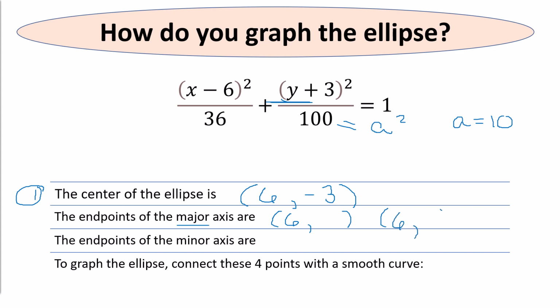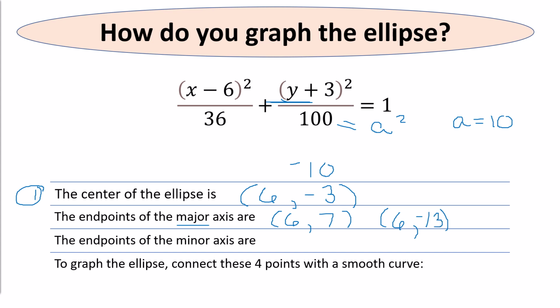So 10 plus 3, oh, I'm sorry, that's a negative 3. 10 plus a negative 3 is 7. It's like 10 take away 3. Then negative 10 plus negative 3, those are both negatives. So we have negative 13.